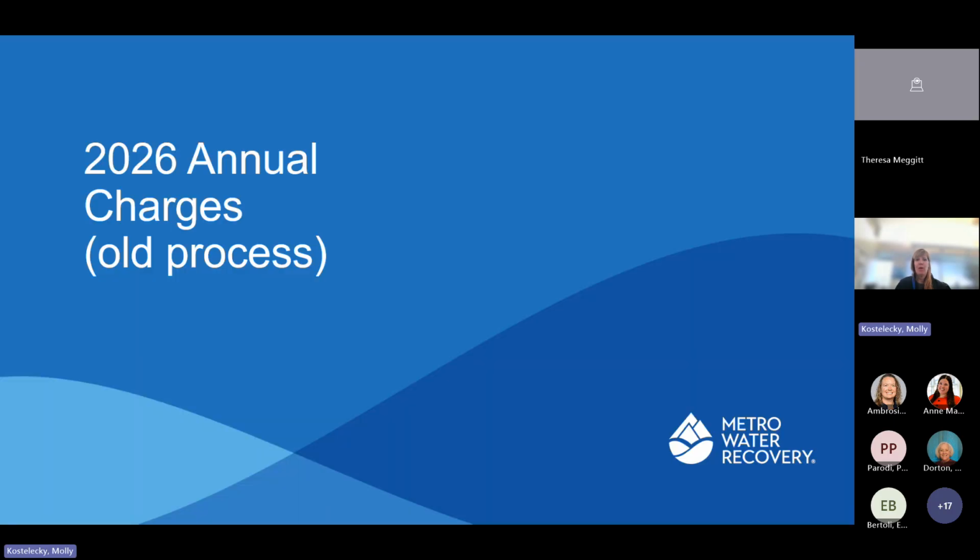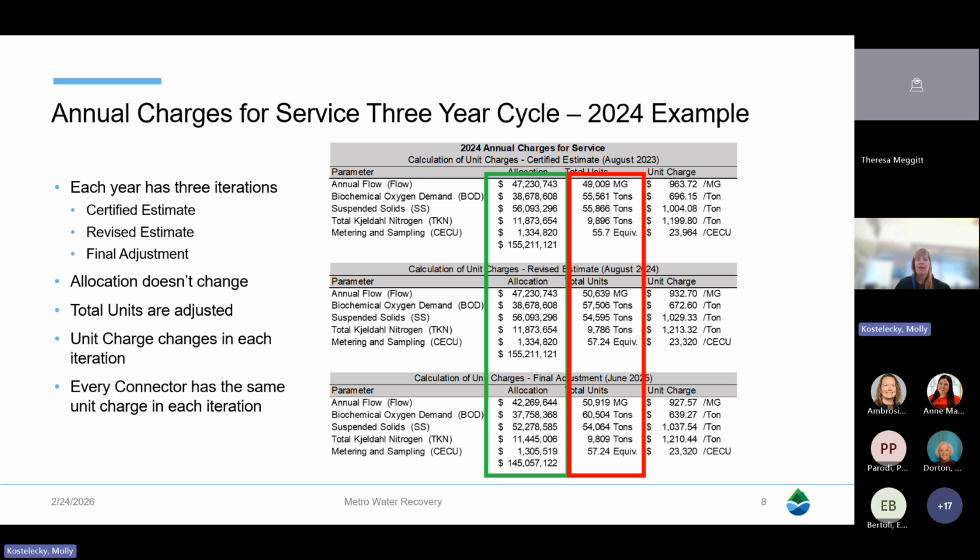All right, so let's talk about what we did in 2026 to allocate out those annual charges, the old process, to you all as connectors. The old process, which was still in effect for the 2026 year, involved a 3-year cycle. This 3-year cycle involved having an estimated amount, revising the estimated amount, and then having a final adjustment. In this slide, you're looking at the same total amounts, but allocated out based on different estimates. So we had a certified estimate, a revised estimate, and then that final adjustment.